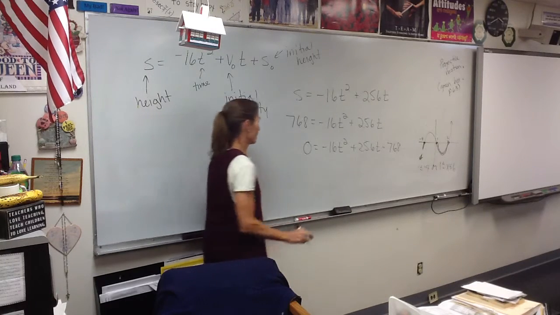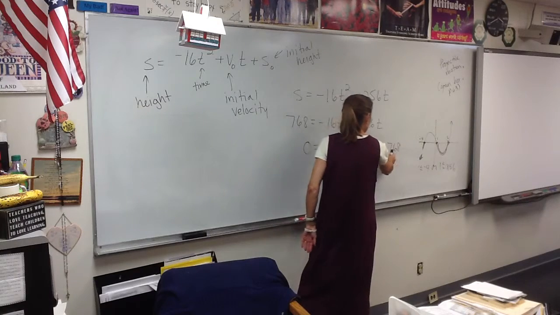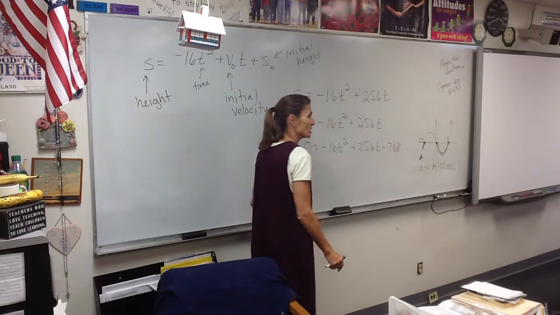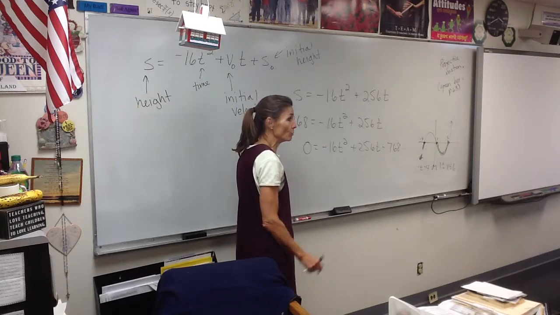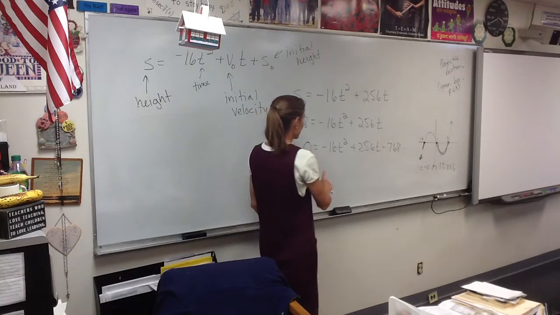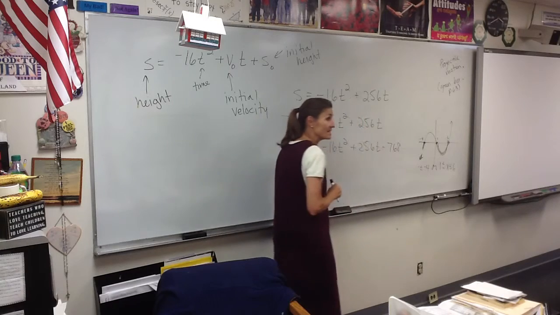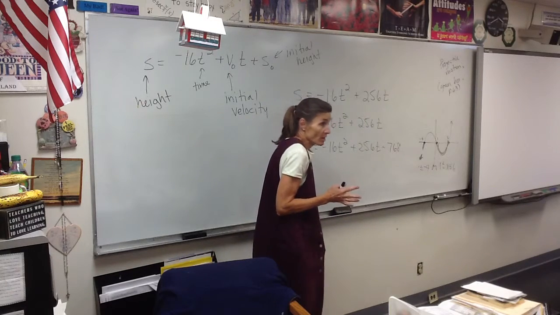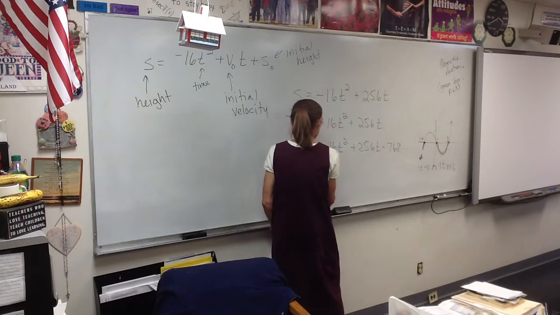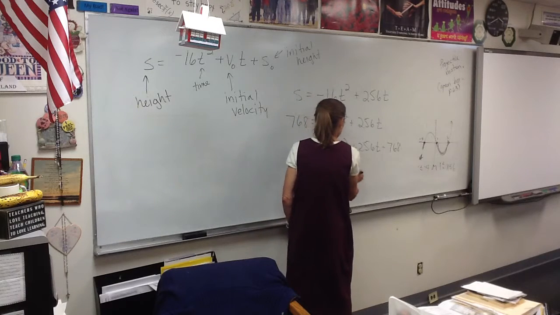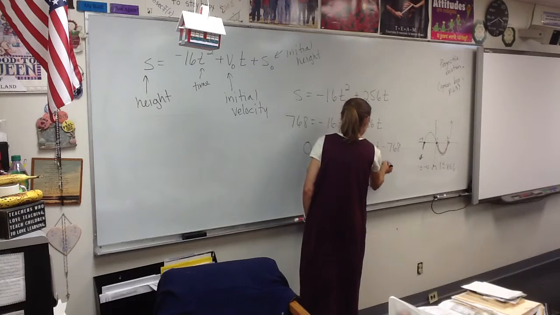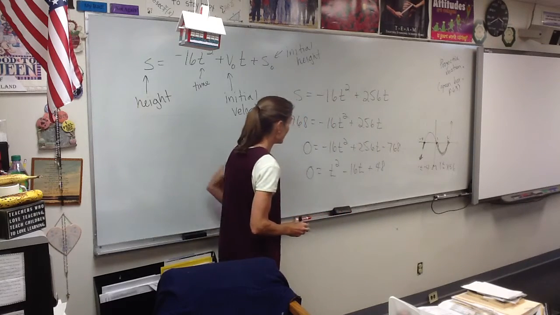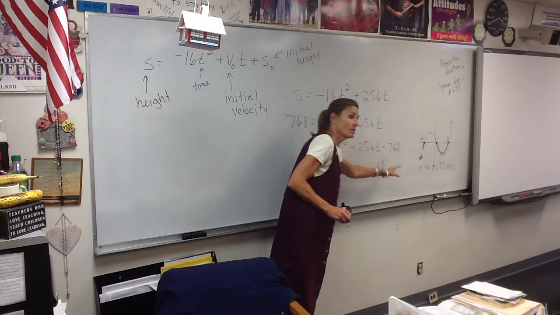Who's got a calculator? Is that number divisible by 16 by any chance? Yes. Awesome. Then what we could do, we don't have to do this, but since they're all divisible by 16, that would make our numbers a lot easier to work with. So 0 equals t squared minus 16t, what did you say it was, Riley? 48. Now, I actually divided by negative 16. Is that okay with everybody? Yeah.